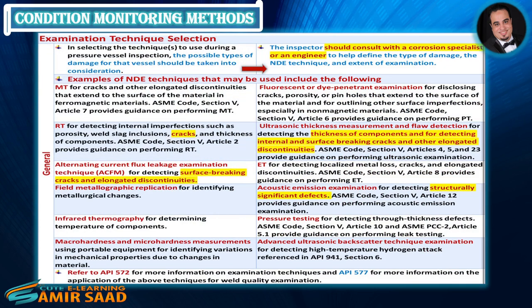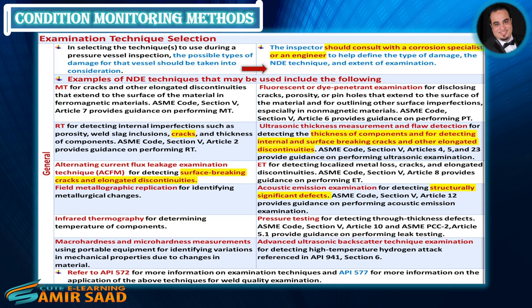Condition monitoring methods, examination technique selection. In general, in selecting the techniques to use during a pressure vessel inspection, the possible types of damage for that vessel should be taken into consideration. The inspector should consult with a corrosion specialist or an engineer to help define the type of damage, the NDE technique, and extent of examination.